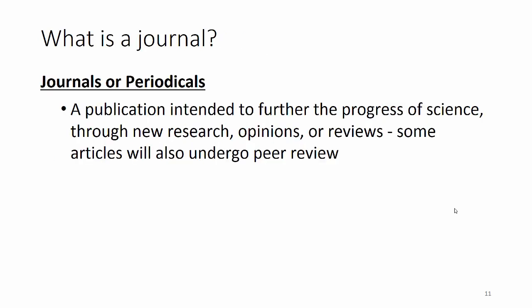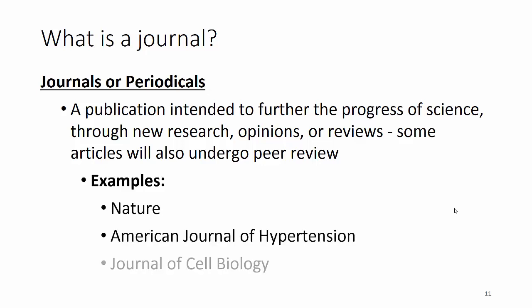So just to make sure that we're all clear on what journals or periodicals are, they are intended to further the progress of science. It's one of those publications that are an academic tool, and quite often the items in a journal are peer-reviewed. Some of the examples, and you'll probably know these quite well: Nature, American Journal of, in this case, Hypertension, or other hundred zillion things of Journal of something, Journal of Cell Biology.